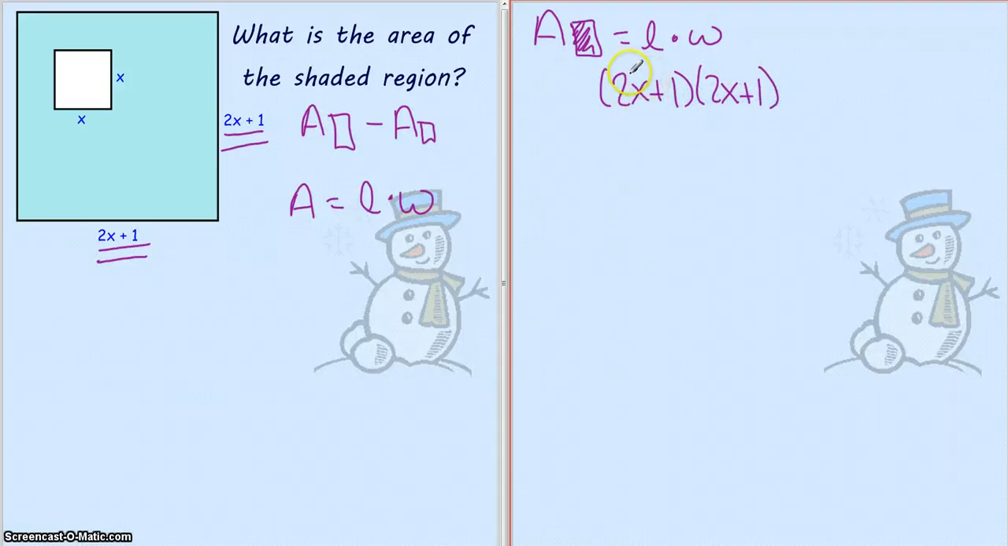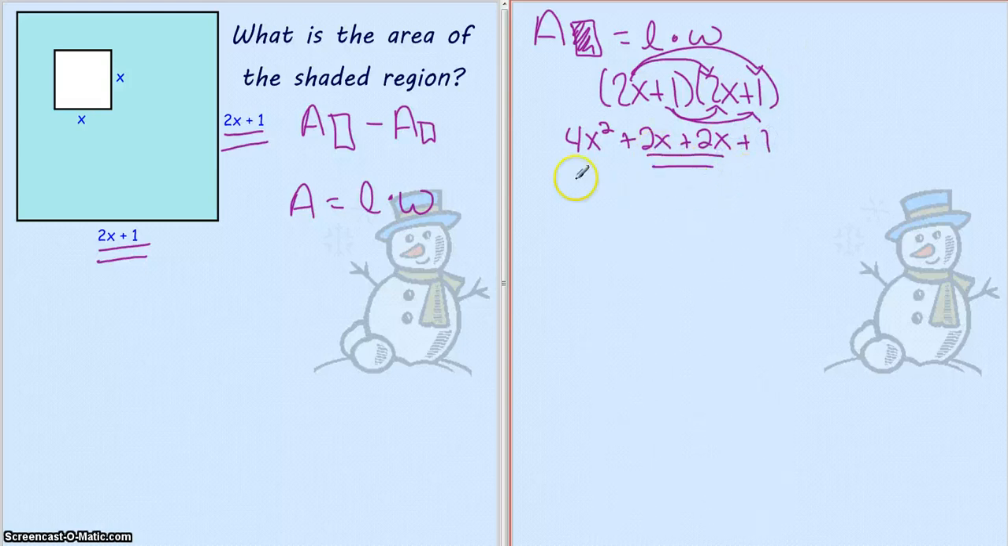Okay. You can use long multiplication, distributive property, Punnett squares, whichever way you like best. I typically go distributive. If you need to see another way, just talk to me in class. So 2x times 2x. 2 times 2 is 4. x and x makes x squared. 2x times 1 is 2x. 1 times 2x is positive 2x. And 1 times 1 is 1.